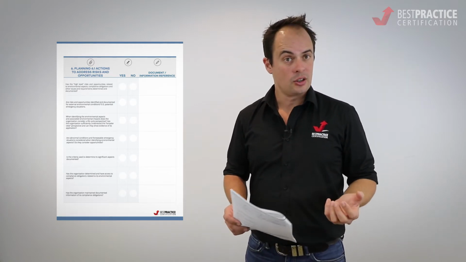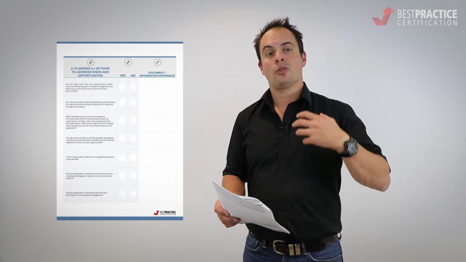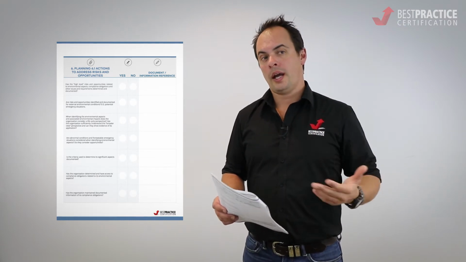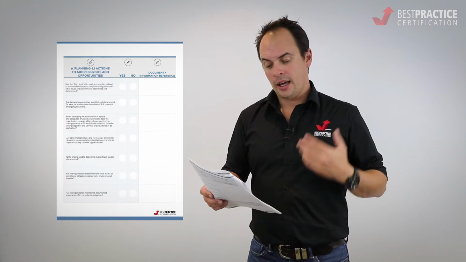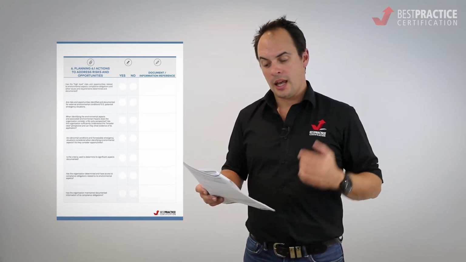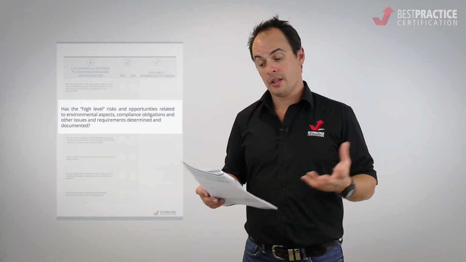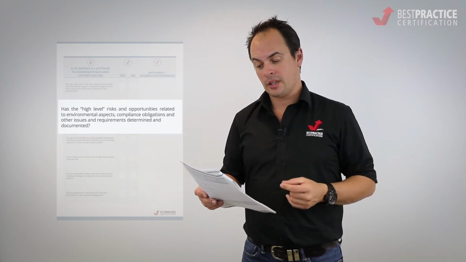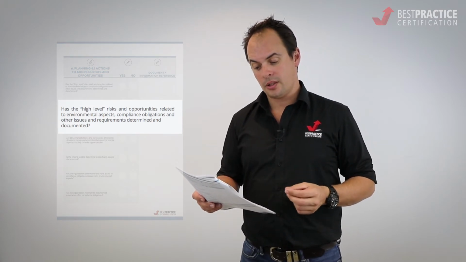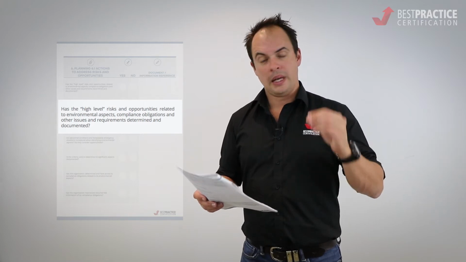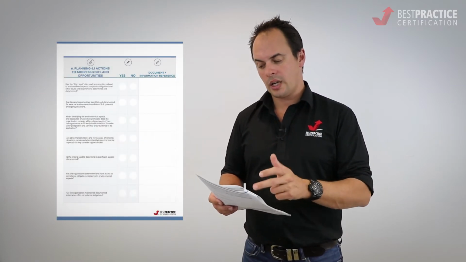Now, if you've watched any of our other YouTube videos here at Best Practice, we talk about the who, what, when, where, how, and why, and it's all about looking at these questions. Have the high-level risks and opportunities related to environmental aspects, compliance obligations and other issues been determined and documented? So this is the trigger now. The evidence you would present here is your risk register or your SWOT analysis, so you can say, yes, we have documented our high-level environmental risks and opportunities in our environmental risk register or our integrated corporate risk register.